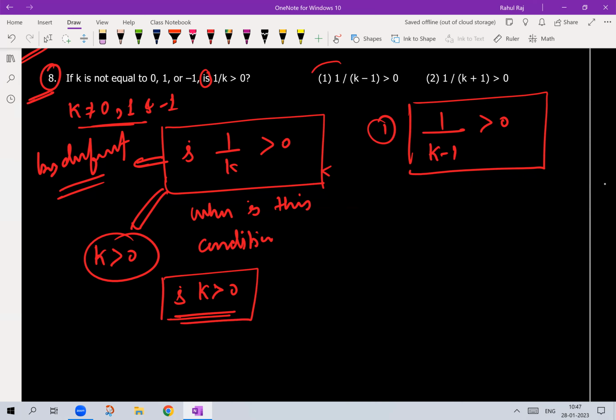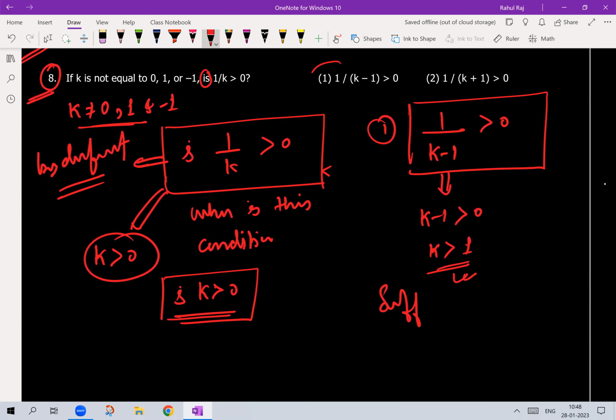Imagine 1 over k minus 1 is greater than 0. This is given to me in the question. Now for this condition to hold true, when is this condition possible? Only when k minus 1 is greater than 0. That is, k is greater than 1. Option number 1 says this entire condition is only possible when k is greater than 1. If k is greater than 1, it is definitely greater than 0. Sufficient.